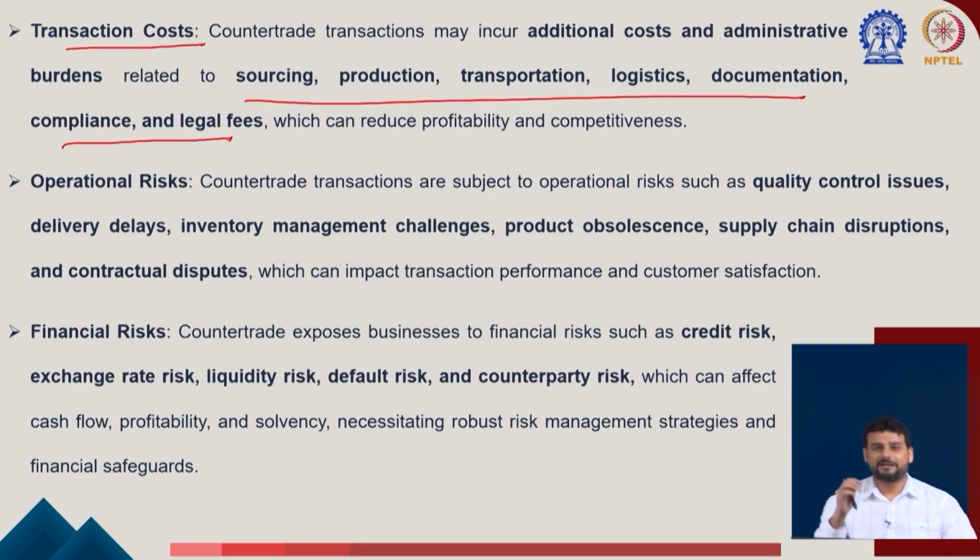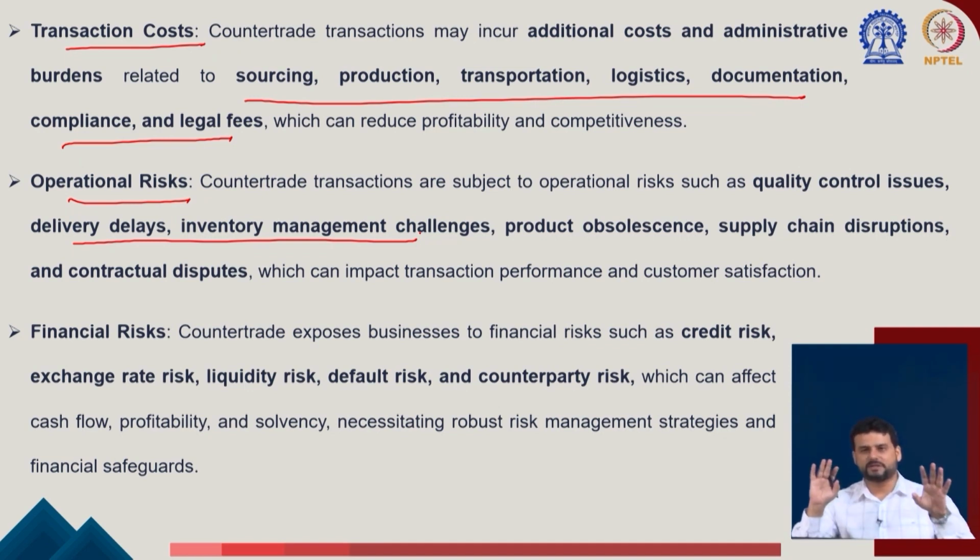Not only transaction costs, the legal fees, the local framework requirements and trade requirements may be different for these two different industries. Then operational risk will be there: delivery delays, inventory management challenges, all those things. Because you are equating goods with goods, if delivery is delayed at one end, obviously the other end will suffer. Financial risk, like fluctuating exchange rates, you can still manage because there is no real currency involved. So you can manage it in a better way compared with other models.